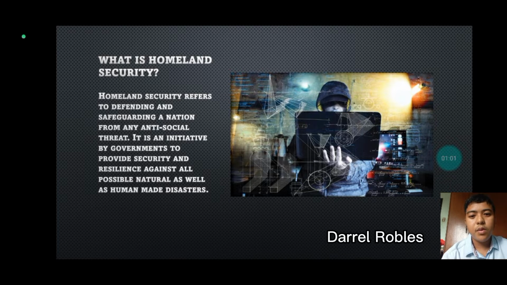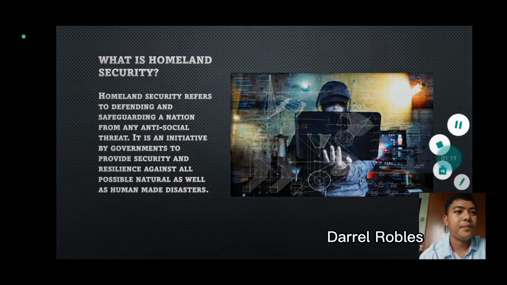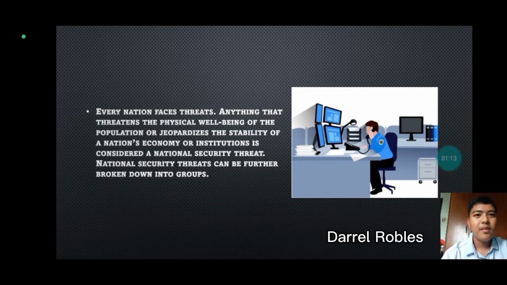The purpose of Homeland Security is that they are the ones who watch outside the area or country, watching over threats, terrorists, disasters, cyber attacks, etc. Every nation faces threats. Anything that threatens the physical well-being of the population, the stability of the nation's economy or institutions is considered a national security threat. National security threats can be further broken down into groups.